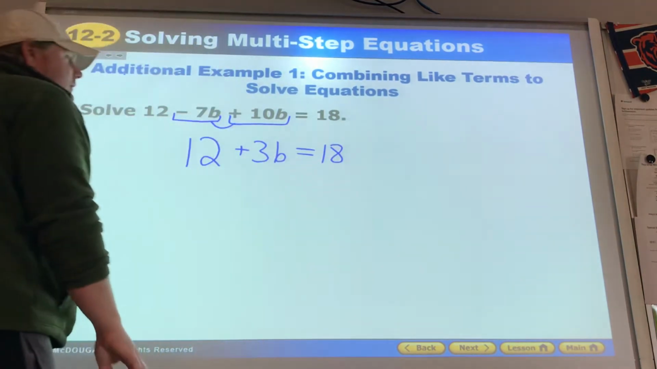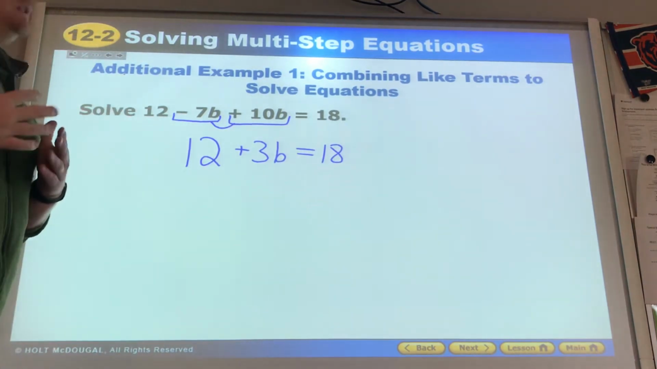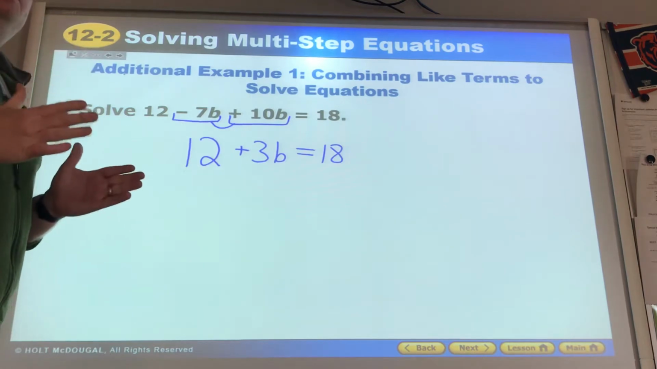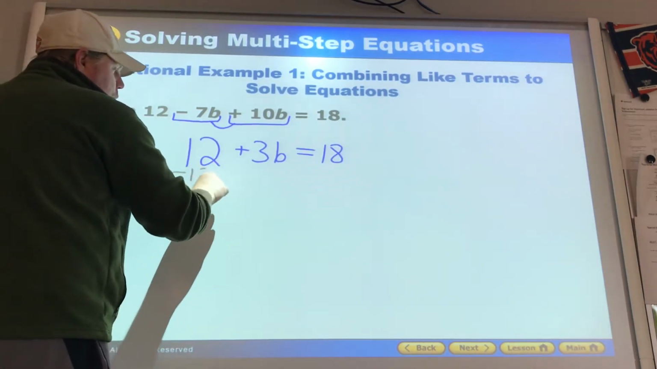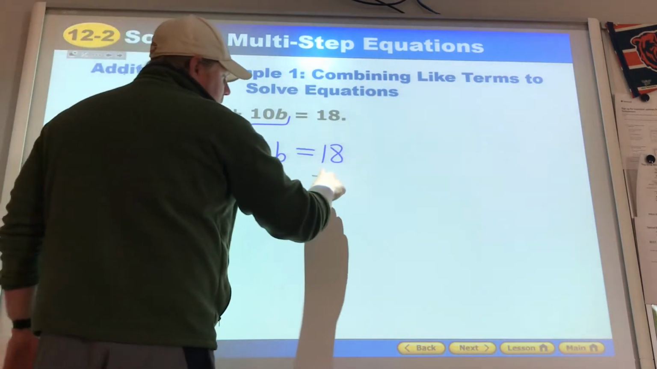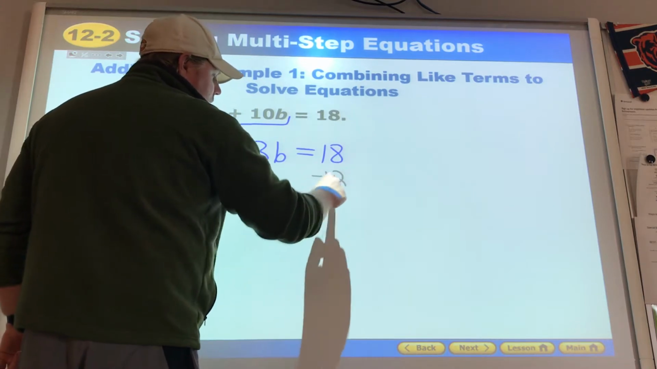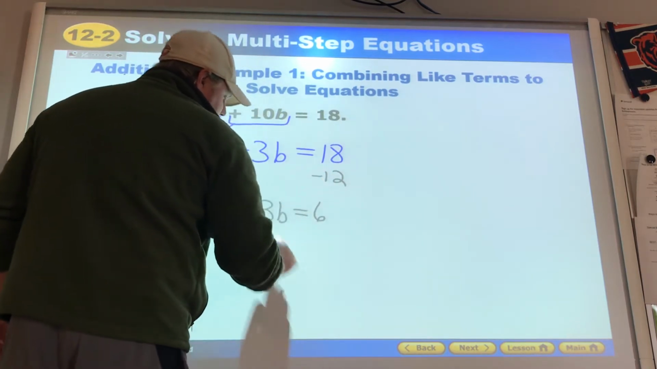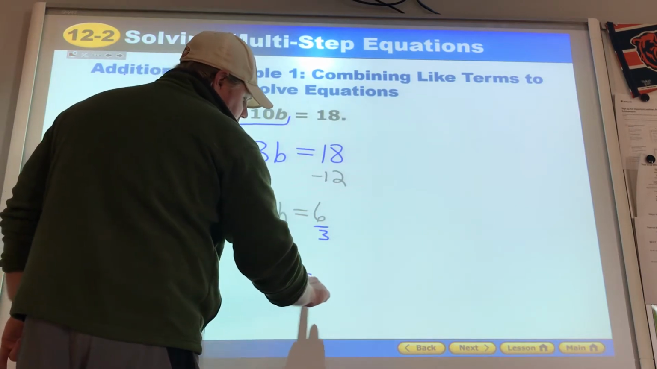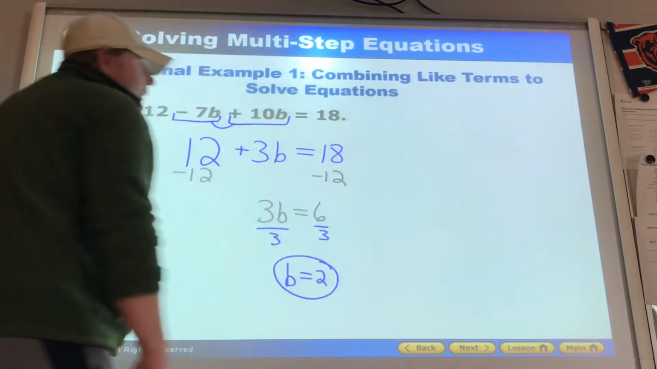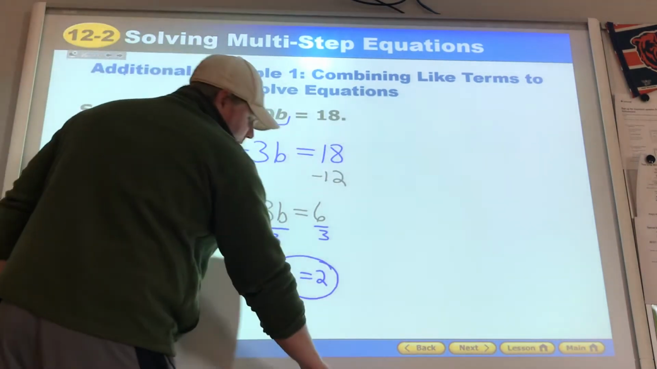Once I've done that, then I can go back to my same thing. Remember, we want to get the variable by itself, but we must first focus on removing the addition and subtraction, working in reverse order when we're working backwards to solve problems. So then we get 3b equals 6. Divide by 3, divide by 3, b equals 2. This is order and organization, doing things in the correct order. No problems from there on out.